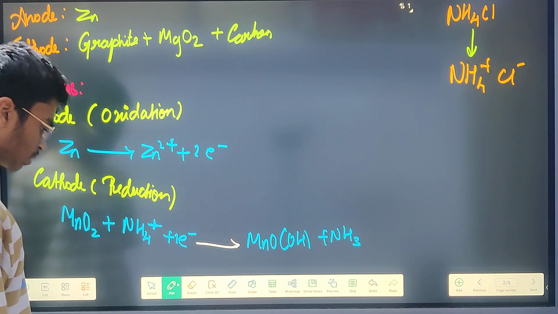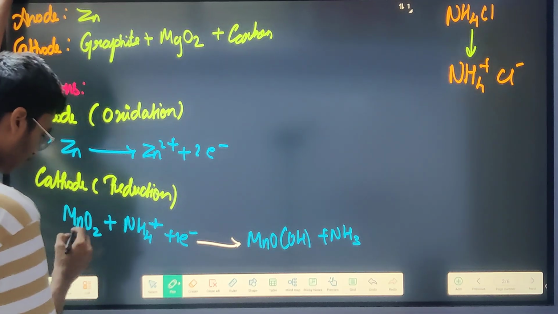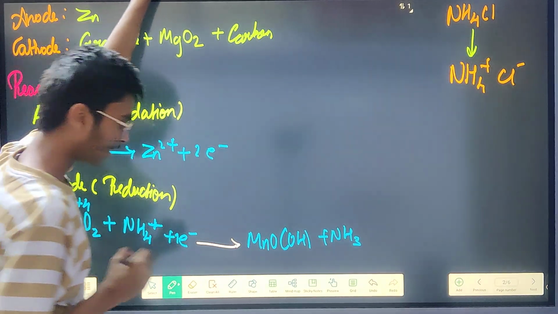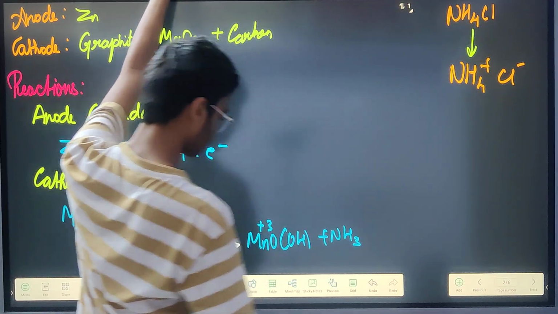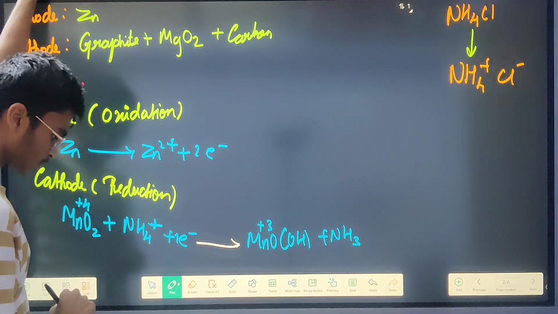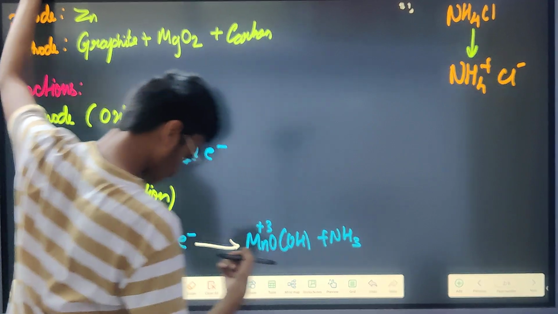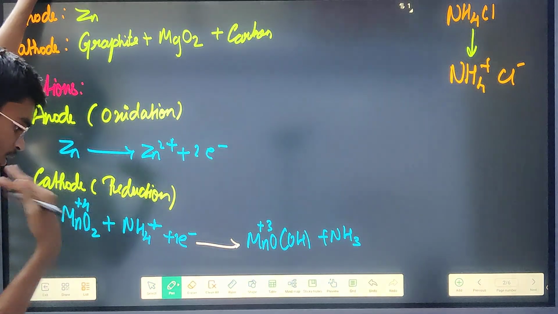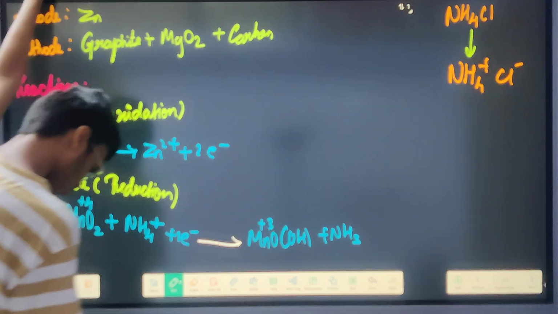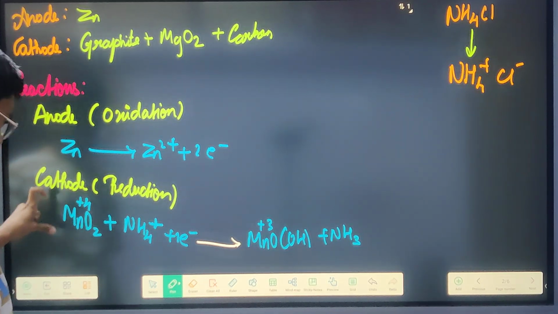Now where is the reduction that has happened? If you check, here Mn is +4, but here Mn is +3. So zinc is added, and then this ammonia NH3. That's it, it is given in our book. That's more than enough. These two are those reactions.